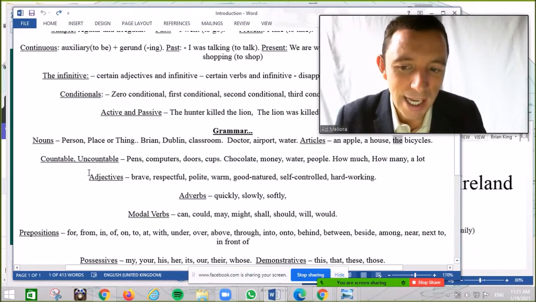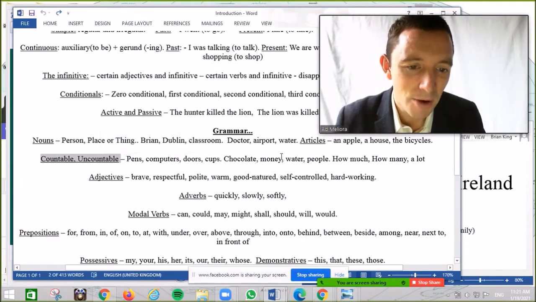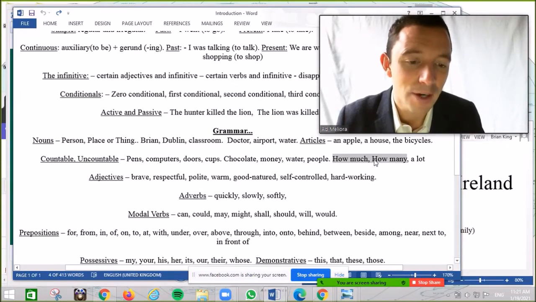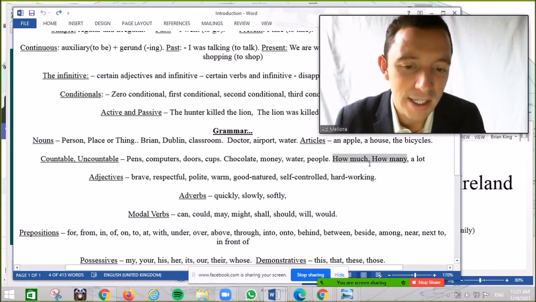The next one is related to countable, uncountable, but that's not important for today. Just the difference between how much and how many. How much is related to uncountable, and how many is related to countable. Okay, they are the two expressions that are important for the substantivos.